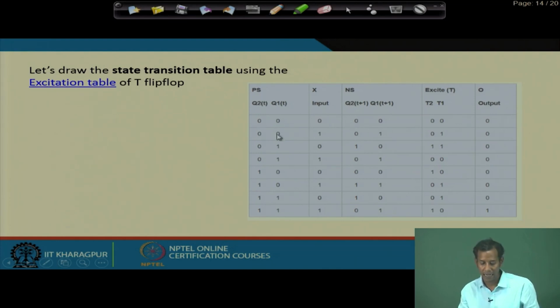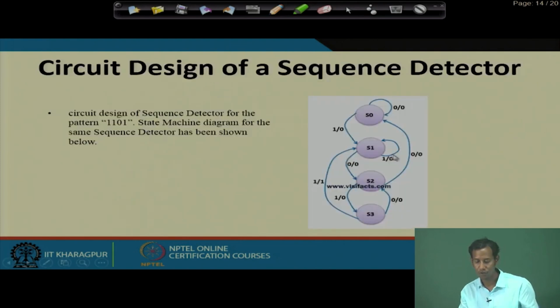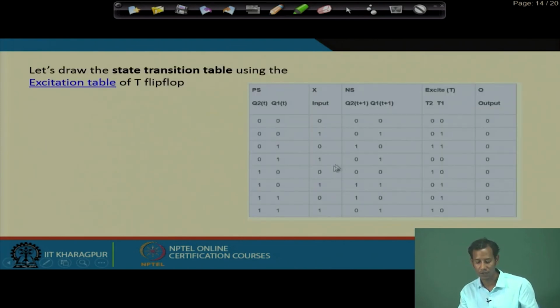Then when the present state is 00 and x, that means the input is 1, at that time the next state will be S1, which is 01. Then for state S1, which is 01, if the input is 0, it will go to the next state S2, which is nothing but 10. If the input is 1, it will remain in the same state, which is 01.